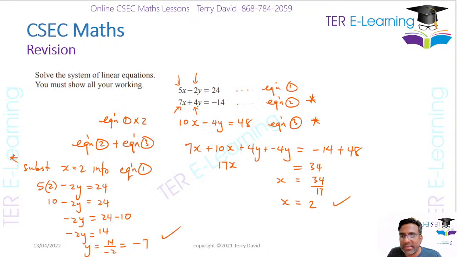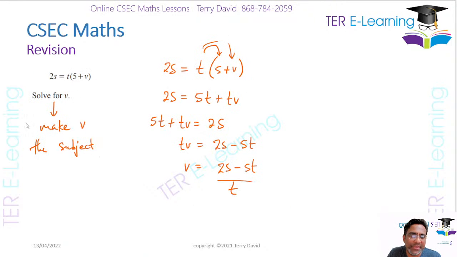Alright, let me just go back here. Somebody's asking a question about if you divided by t first. Yeah, it could have divided by t. So one other possibility for this particular question, I could have gotten v is equal to 2s over t minus 5. Some of you could have gotten that for your answer, right? So when it comes to changing the subject of the formula, sometimes there are slightly different possibilities with your answers, right?